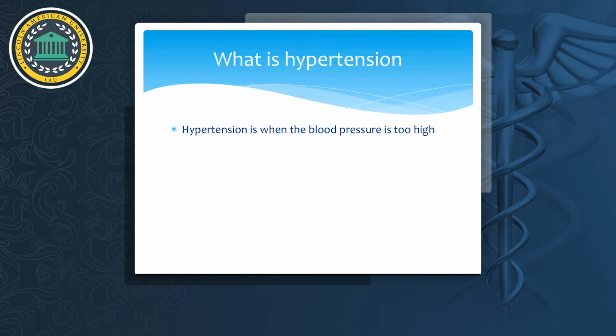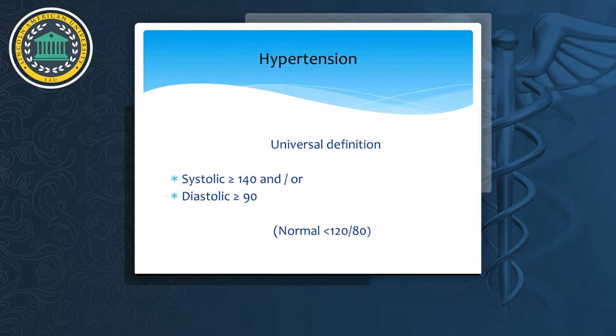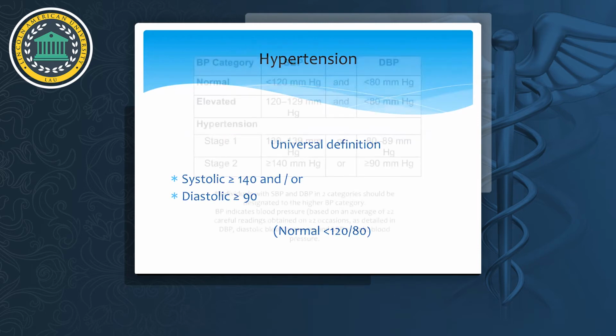Okay. Let me just take you through the classification. So if you see, this is the universal definition of high blood pressure, when the systolic blood pressure is more than 140 and diastolic is more than 90. Normal is less than 120 systolic and 80 diastolic. Now, we have different recommendations, different guidelines.